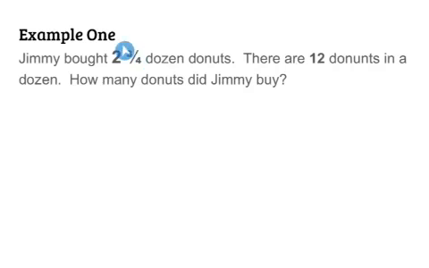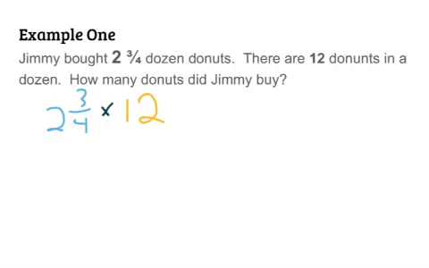This says that Jimmy bought 2 3/4 dozen donuts. There are 12 donuts in a dozen. So how many donuts did Jimmy buy? Okay, so let's talk about this. We have 2 3/4 dozen. Now we know that there's 12 donuts in every dozen, so we need to multiply this times 12. Now let's remember though, we're multiplying the dozen times 12, so our new answer is going to be how many dozen, and then we can convert that to how many donuts.